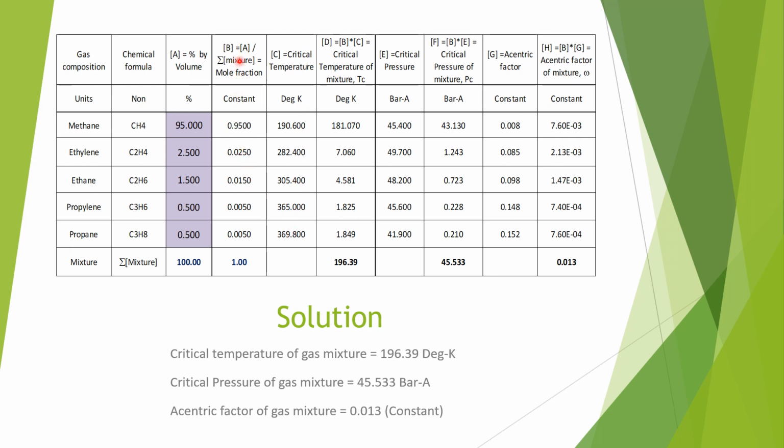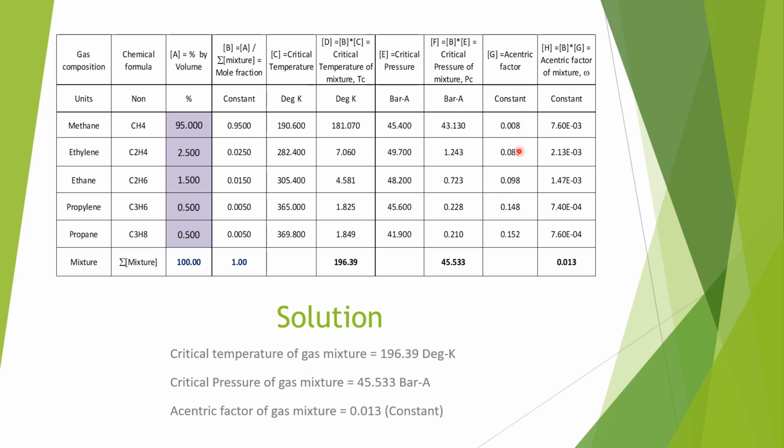Critical temperature is given. Just multiply. So C is the critical temperature of the gas, given from the chart. D will be B into C, the critical temperature contribution of each gas, and adding all of them gives the critical temperature of the mixture. Similarly, E is the critical pressure which is given from the chart. F will be B into E, and adding them up will give the critical pressure of the mixture, which is 45.533 for the mixture.